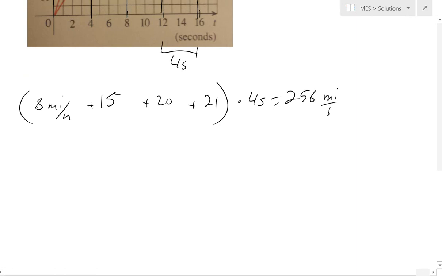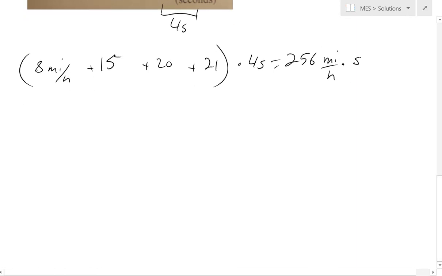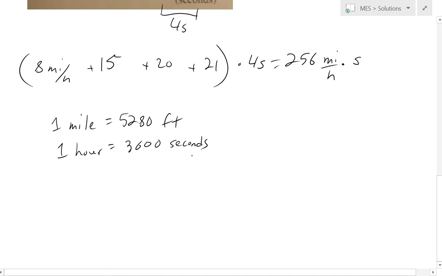The units we have are miles per hour times seconds. So again, to make this a distance, we have to convert seconds into hours, and also convert miles to feet just to make it a bit easier. So we know that 1 mile equals 5280 feet, and 1 hour equals 60 seconds times 60 minutes, which is 3,600 seconds. So we add these conversion factors to the numbers.